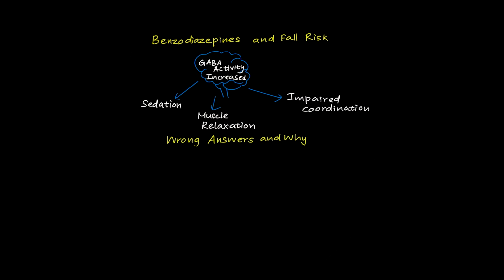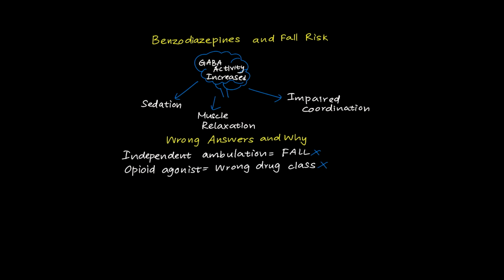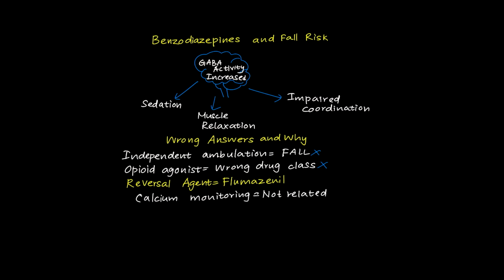Now, option C mentions an opioid agonist for reversal. That's completely the wrong drug class. The benzodiazepine reversal agent is flumazenil, and you'd only use it for dangerous oversedation or respiratory compromise, not routine bathroom trips. Monitoring calcium? That's got nothing to do with benzos. Benzodiazepines don't affect calcium levels in any clinically meaningful way.